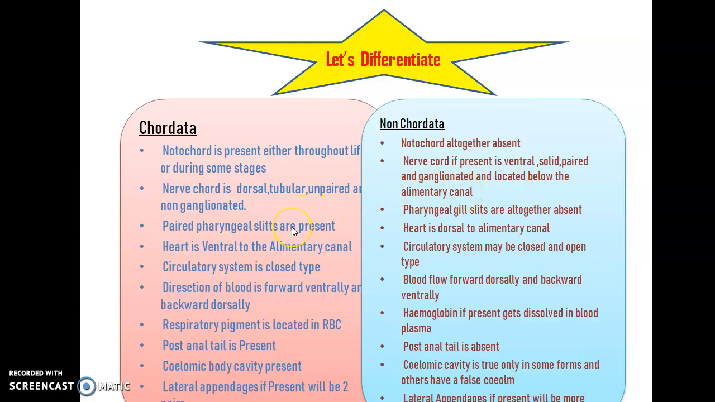Then the third feature is pharyngeal gill slits. They are present and prominent in chordates, while in the case of non-chordates, they are altogether absent.